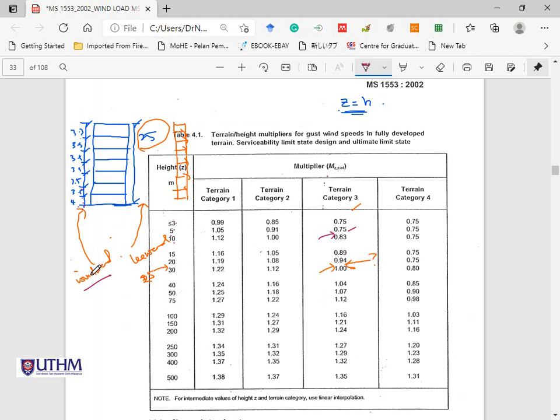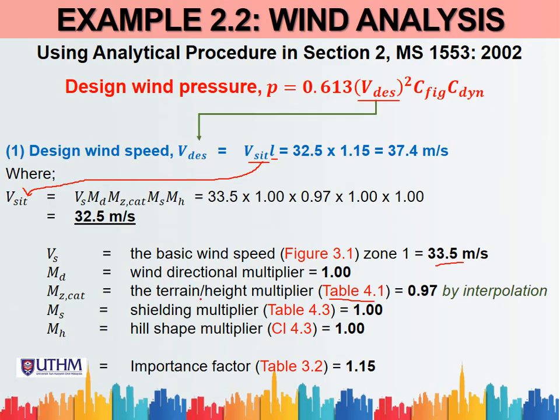Okay, so for this windward side, there are 7 multiplier values. For the leeward side, only 1 multiplier value, where we take the height equal to 25, the total H. In this case, the terrain height multiplier is equal to 0.97. So this 0.97 is based on the total height 25. This 0.97 is for the leeward side, and also for the windward side it is for the top level.